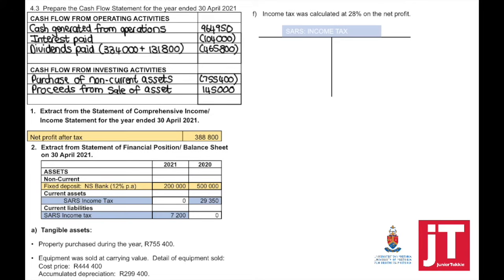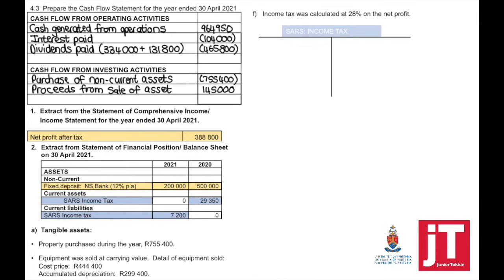Why? Because if you look at SARS income tax, it can have a debit balance or a credit balance, which means either SARS owes us or we owe SARS. So this can be found in your trade and other receivables or in your trade and other payables. I suggest you do a T account. There are two ways in which you can approach it. You can either do the logical approach or you can do a T account.